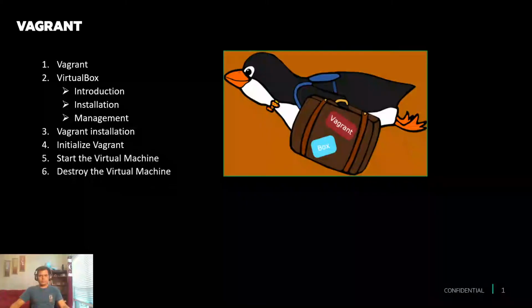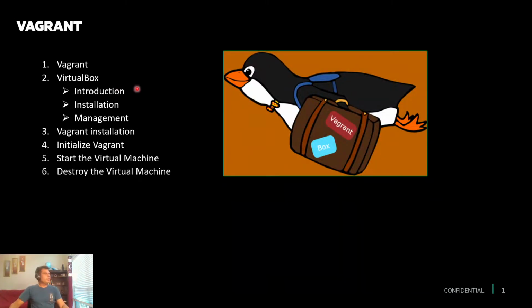Today we'll be talking about Vagrant. We'll start with a very basic definition of Vagrant, then we'll talk about a couple of prerequisites, and Vagrant has a prerequisite, which is VirtualBox. We'll have a quick intro on VirtualBox, and we'll take a look at how to install and do the management, but just for the purpose of taking a look.